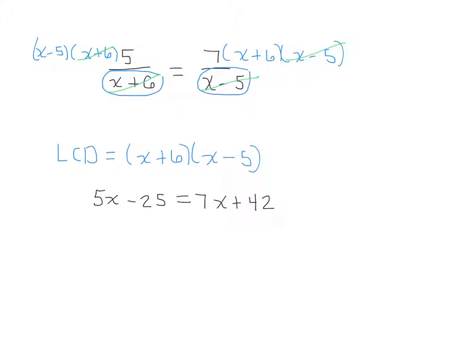Now I want to solve for x. So I want to combine my x's, collect them all on one side. I'll bring the smaller one over. So I'll subtract 5x from both sides of the equal sign. That will eliminate the x's from the left side of the equal sign and put them all on the right side of the equal sign.